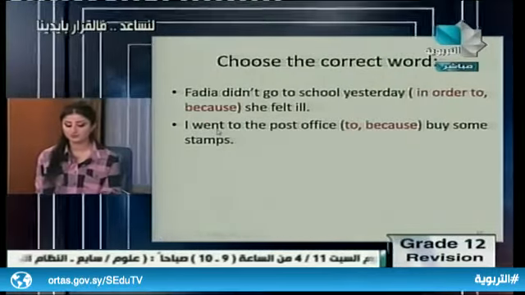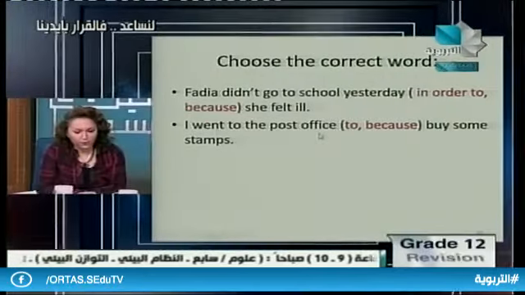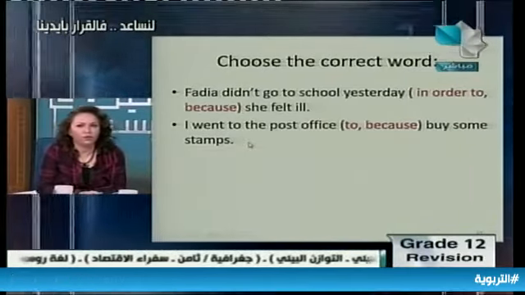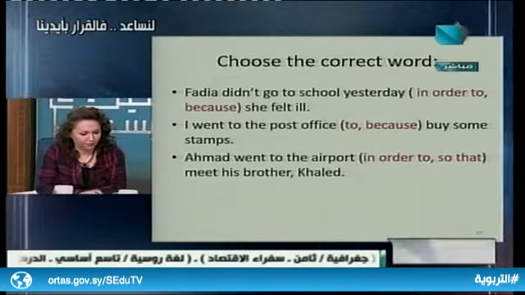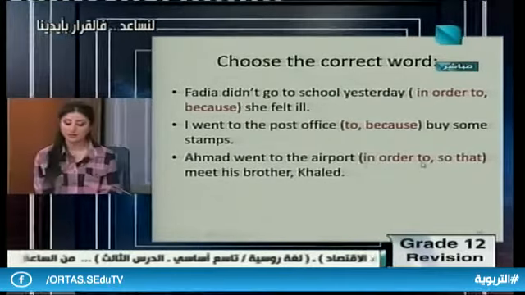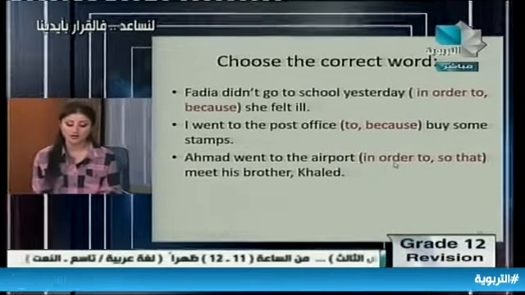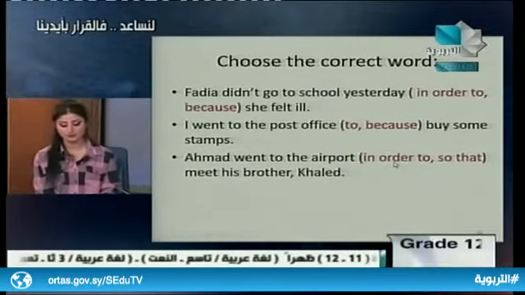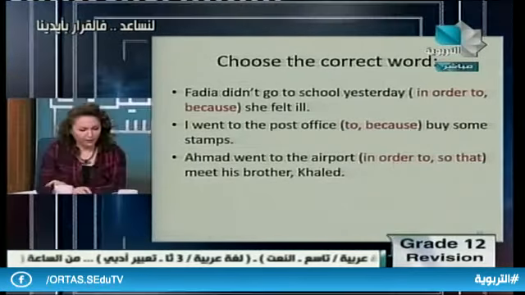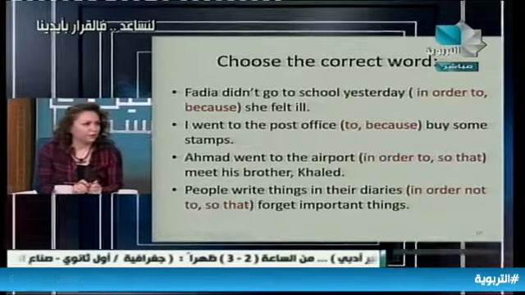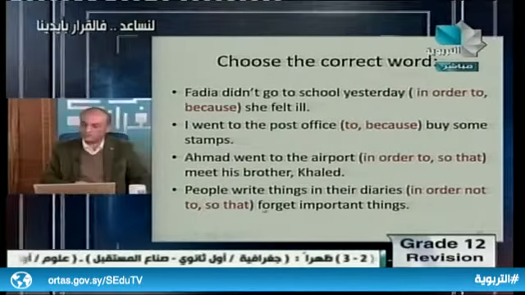I went to the post office to buy some stamps. Good. We have the infinitive "buy". This is why we use "to". Ahmad went to the airport in order to, or so that, meet his brother Khalid. We have the zero form, so I will choose "in order to". People write things in their diaries in order not to forget important things.